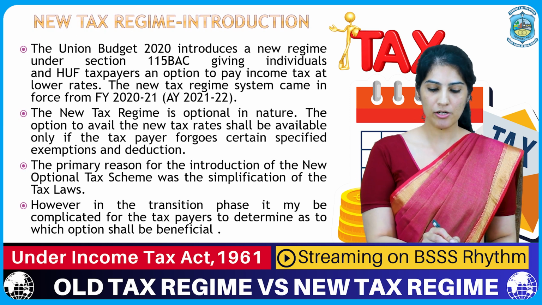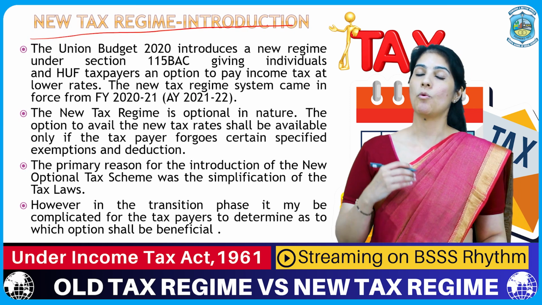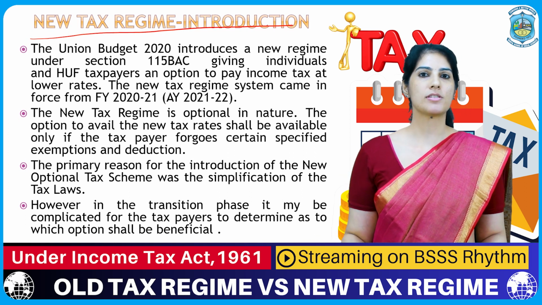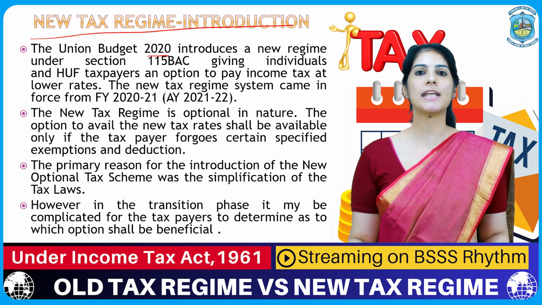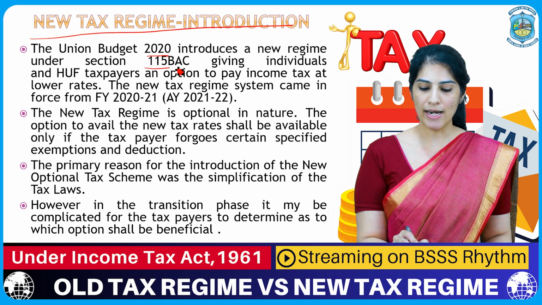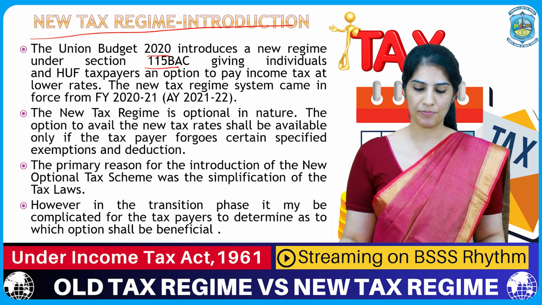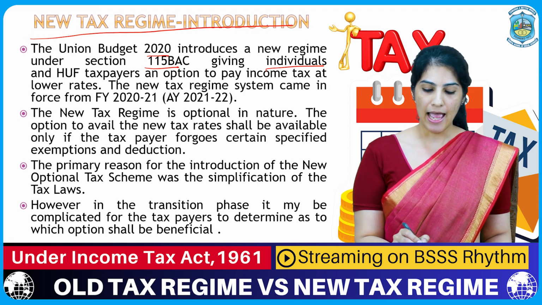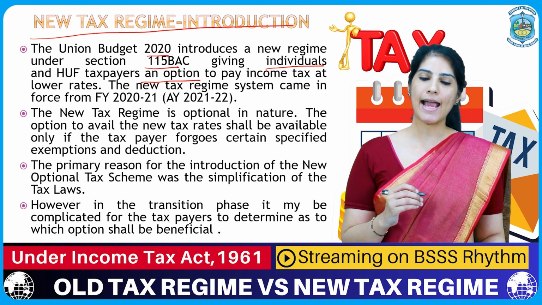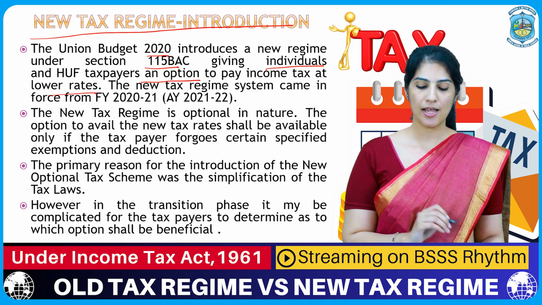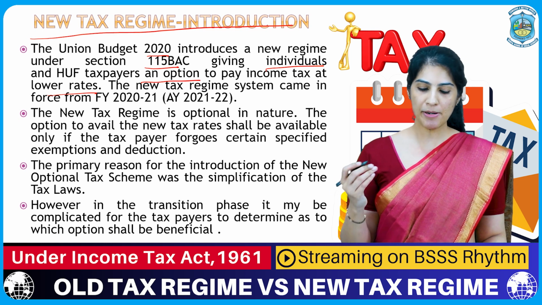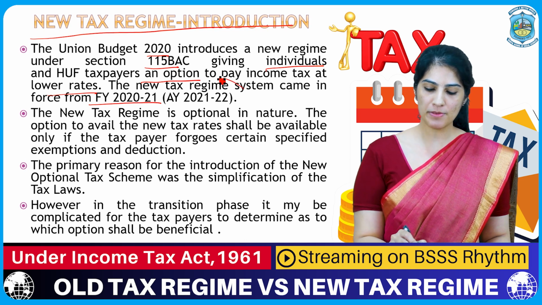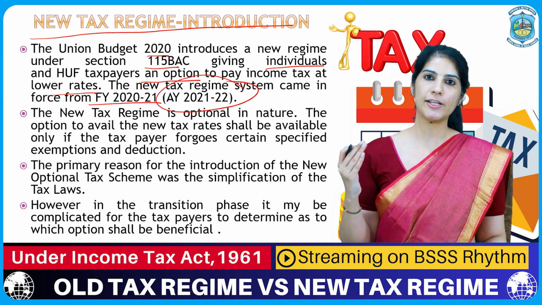Now, coming on to the new tax regime. When was it introduced and why was it introduced? The new tax regime was introduced in the Union Budget 2020 under Section 115BAC, where the individuals as well as the Hindu undivided family have an option to pay tax at a lower rate. This regime came into existence in the financial year 2021 and from the assessment year 21-22.